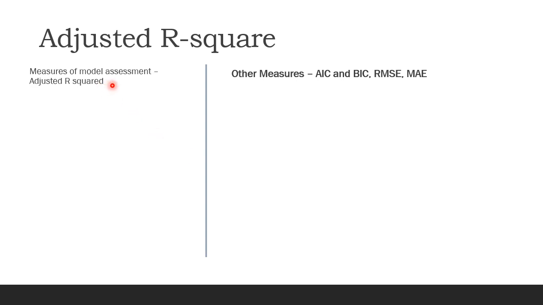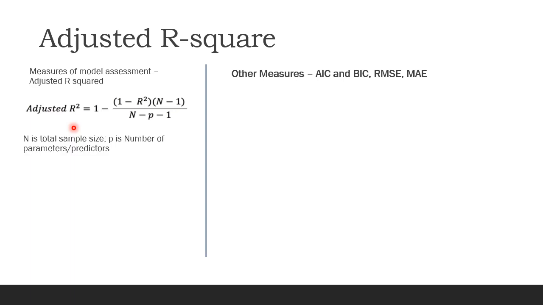So R square is one measure of model assessment, and there are few other measures of model assessment which are also used. The more commonly used are the AIC, and then BIC is also used in the industry. So how is adjusted R square calculated? What is adjusted R square doing here? We remember the formula of R square, but now adjusted R square needs to penalize the model from using too many variables. So interpreting this formula, N is the total sample size, P is the number of parameters or the predictors.